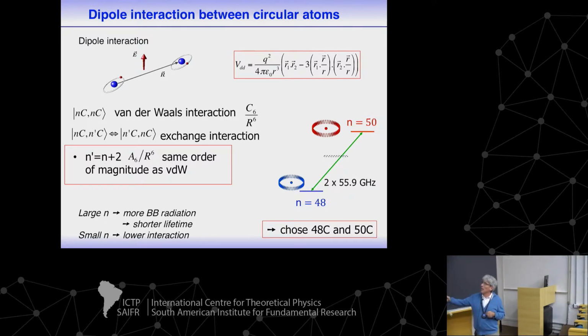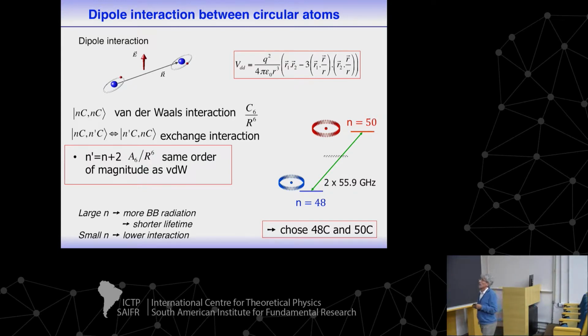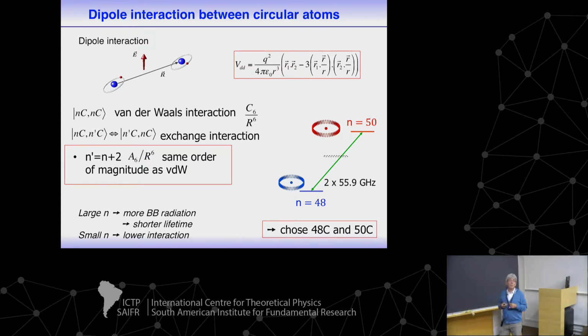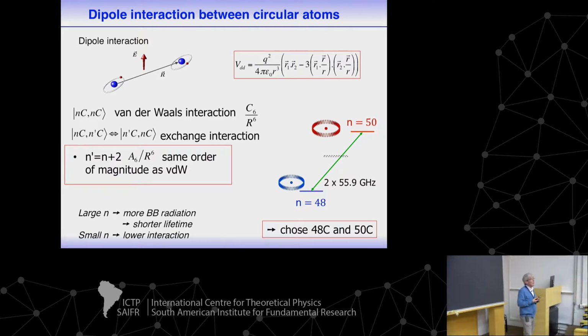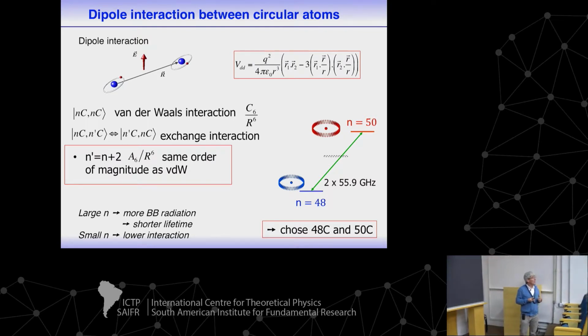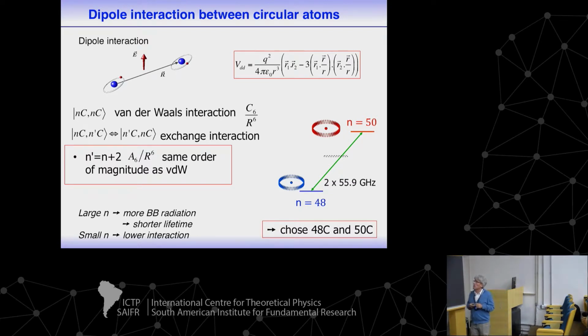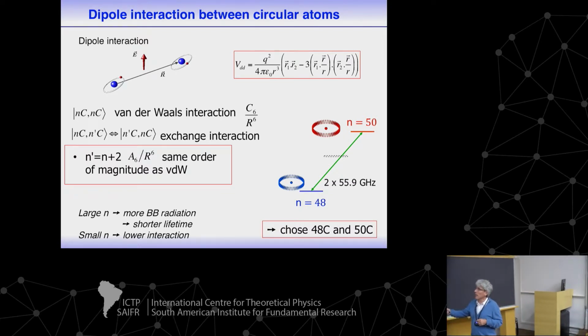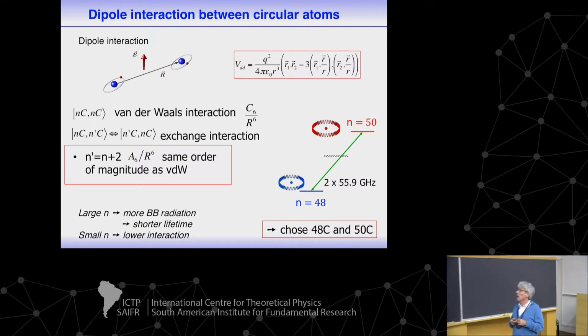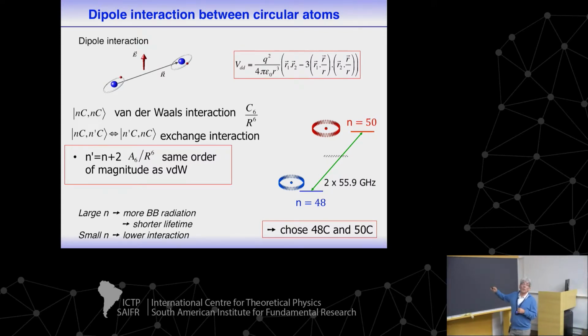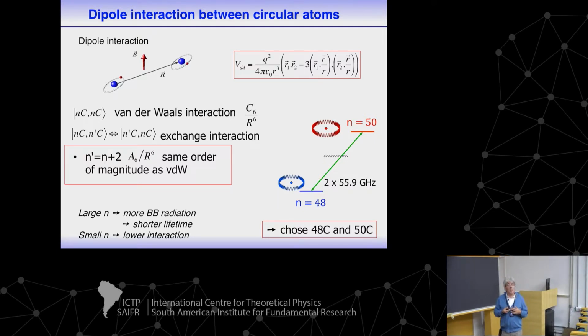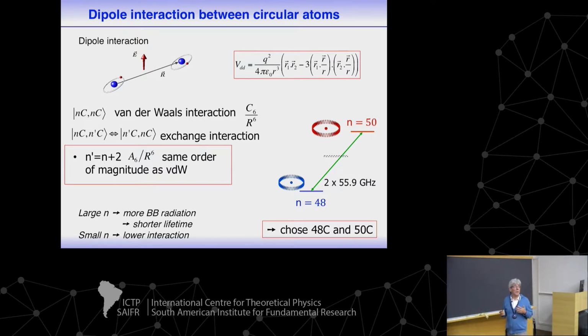So in practice, n and n+2 are chosen, like n equal 50 and n equal 48, not just because we are used to exciting and manipulating the n equal 50 circular Rydberg atoms. If you go a little bit more into the details, you find out that if you increase the principal quantum number, then you reduce the frequency of the transition, and then you have more and more blackbody photons in your environment, even at low temperature. At a given temperature, if you increase n, you decrease frequency, and you have more blackbody effects. So this is not good.